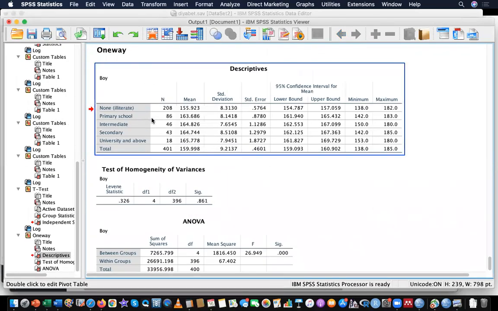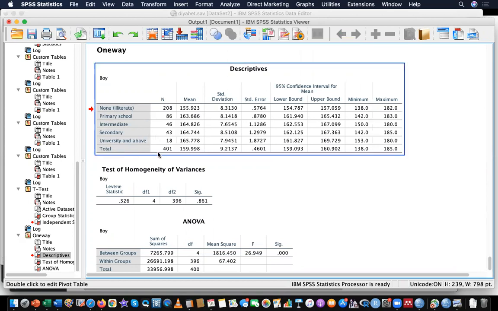Here I have my descriptive output. The categories of educational levels: no education, primary school, intermediate school, secondary school, university, and above. Okay, these may be different categories for different countries.